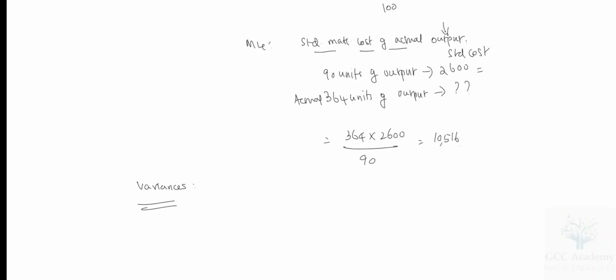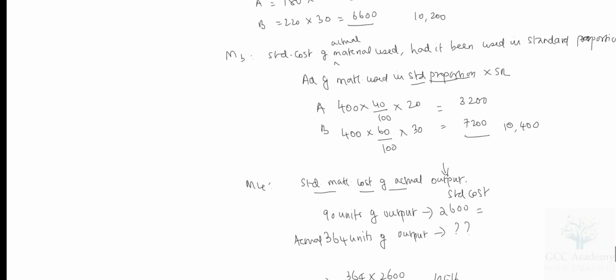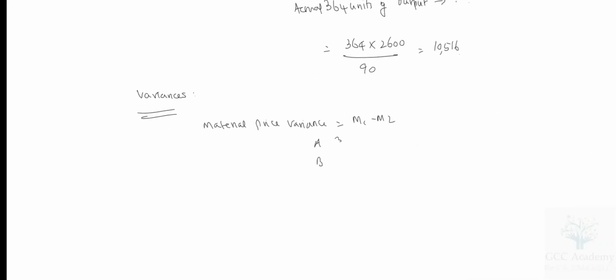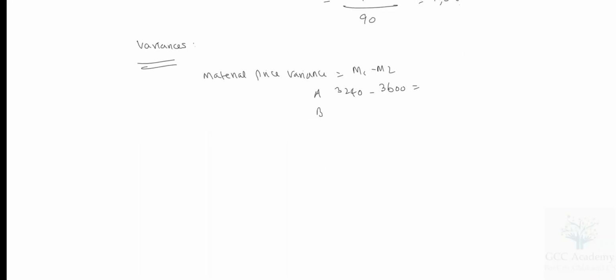Variances, now we can calculate. We can start in the order of the question itself. Material price variance is equal to M1 minus M2. You can calculate on a total basis, or you can calculate for each material also. For A and B, M1 and M2 are separately available. So let us take M1. M1 for A is 3240 and M2 for A. So material price variance is M1 minus M2.